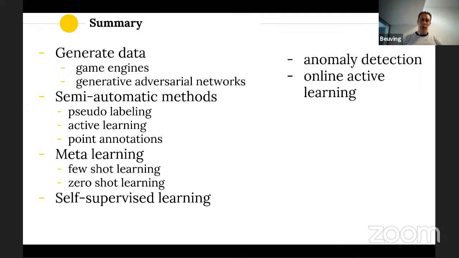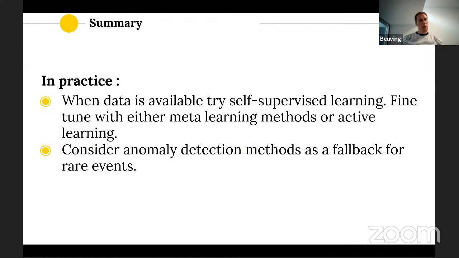And we had a brief look at other methods, alternative methods to solve the data problem, which are anomaly detection and online active learning. So in practice, what I suggest is when data is available, try the self-supervised learning paradigm, because it looks really promising and the data is really burned, the concepts in it. And then we can fine-tune afterwards with the data that is annotated by using meta-learning methods.